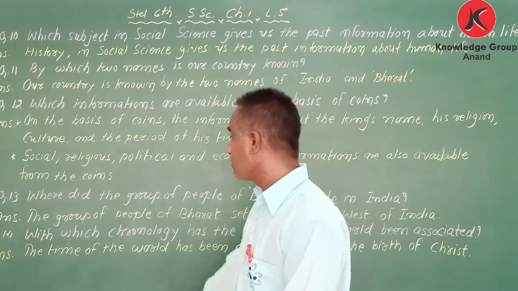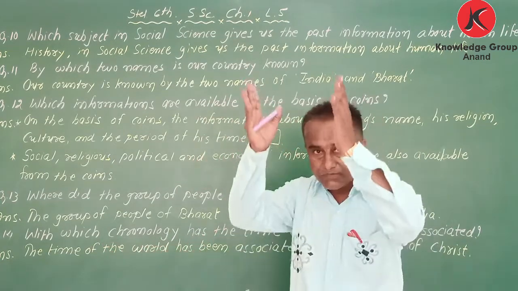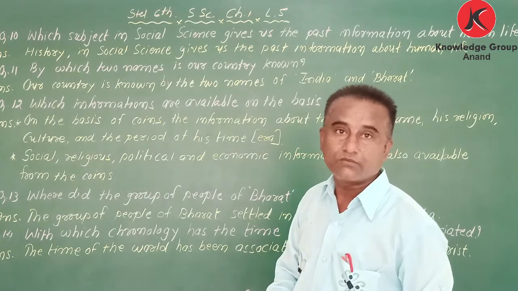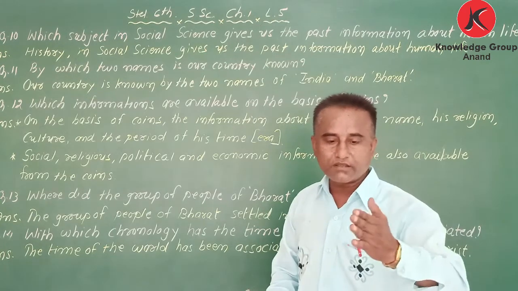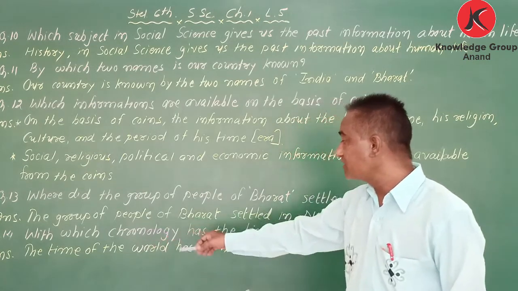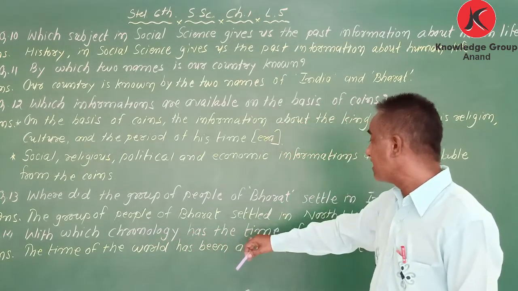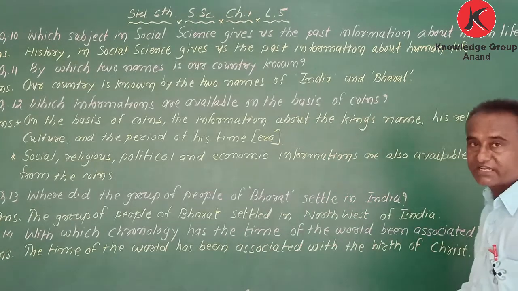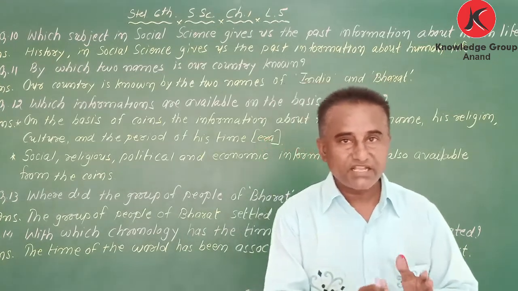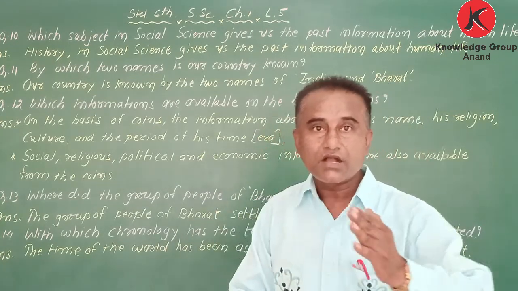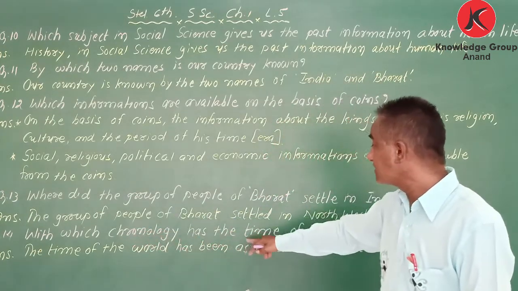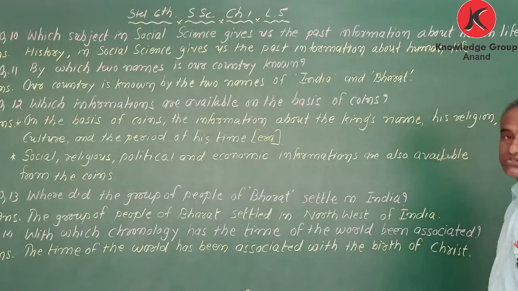And next question. With which chronology? Chronology means in order, one by one. That's why the word chronicle comes. According to, means one by one, that is called chronology. With which chronology has the time of the world been associated? Which kind of time has the world accepted? When we arrange everything one by one, which chronology do we follow?